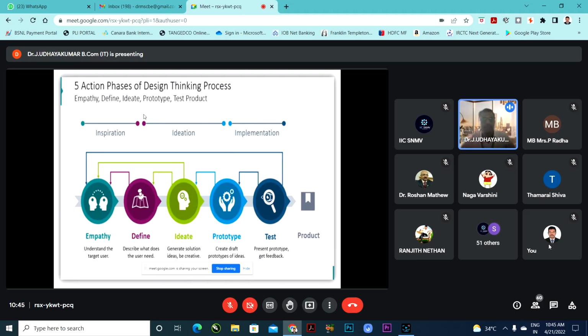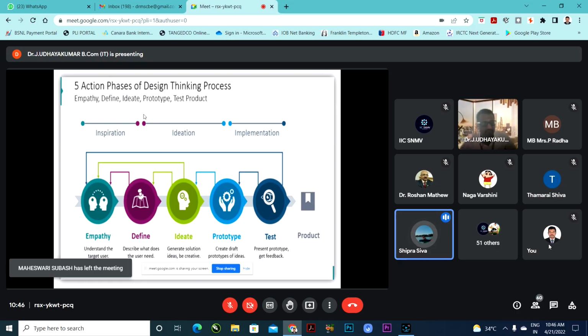Can anyone say what is meant by empathy? I want the session to be interactive, then only it will be more useful. Students, can anyone say what is meant by empathy? Empathy is basically when you put yourself in someone else's shoes and look at it from their perspective. Yeah, good.